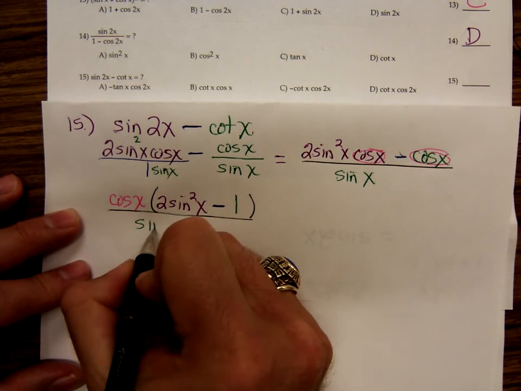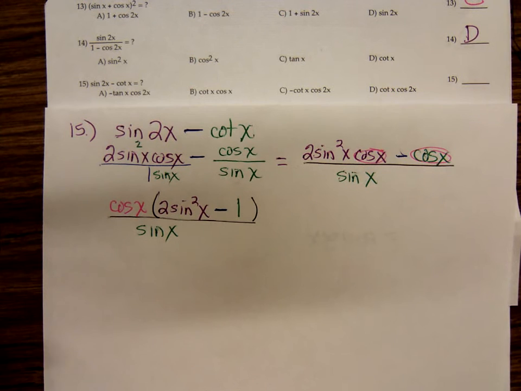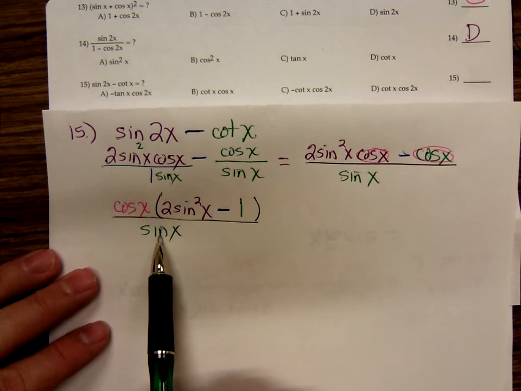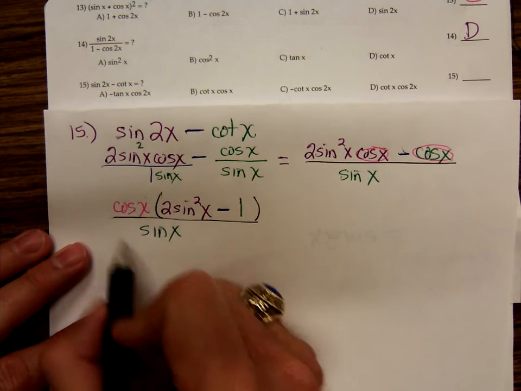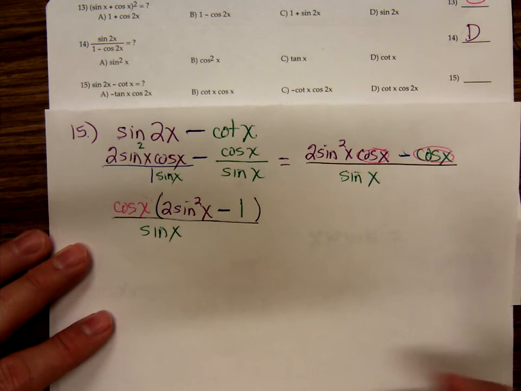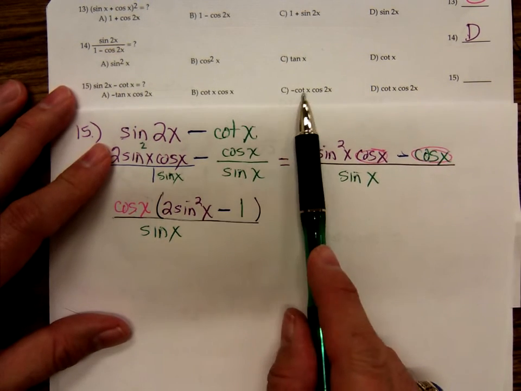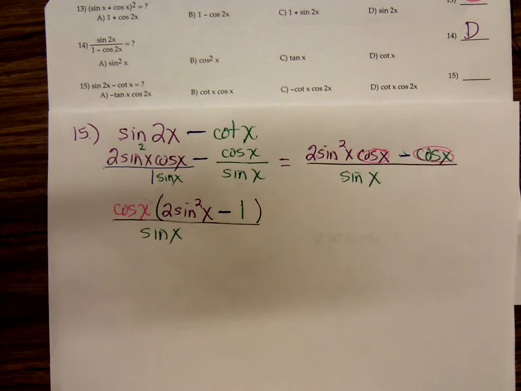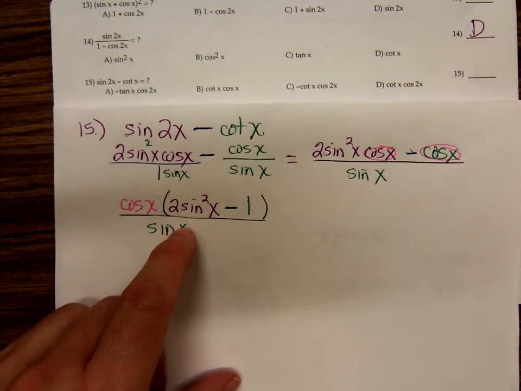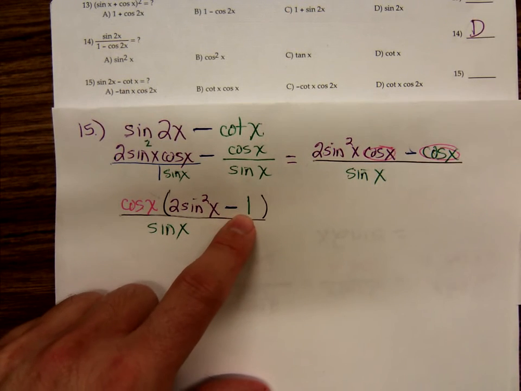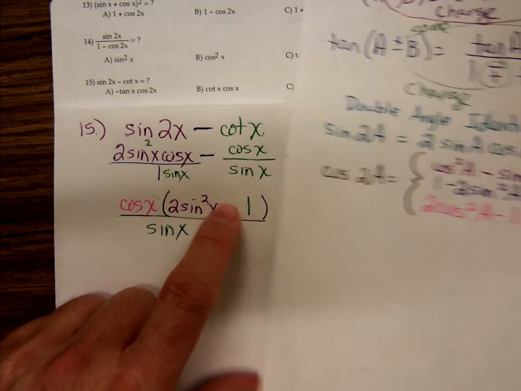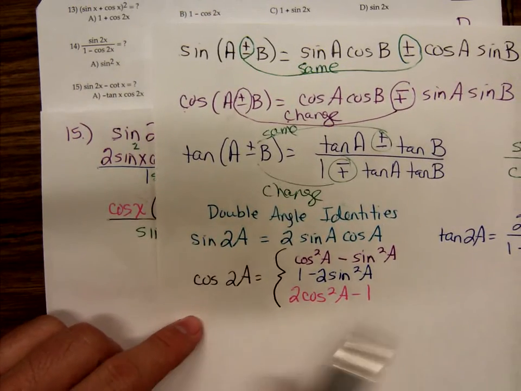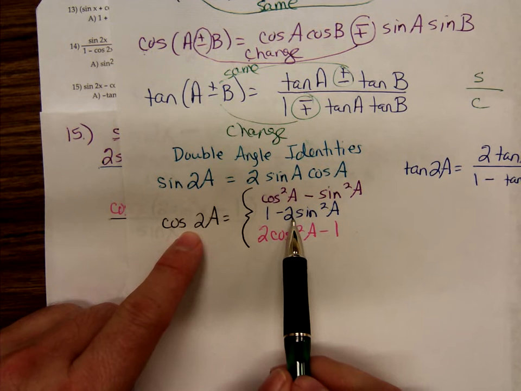all over sine x. I'm starting to feel better about this, because cosine x over sine x, that's cotangent x. And notice 3 of the answer choices have a cotangent x in there. Now, what about this 2 sine squared x minus 1? Well, that looks a lot like this second double angle identity for cosine.